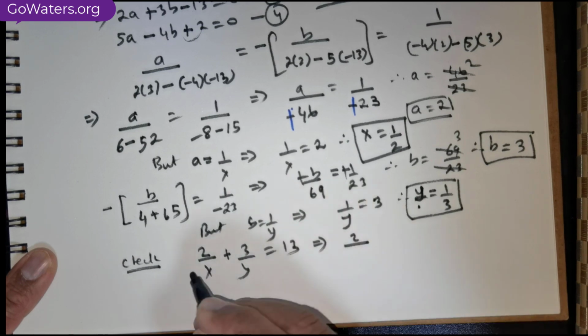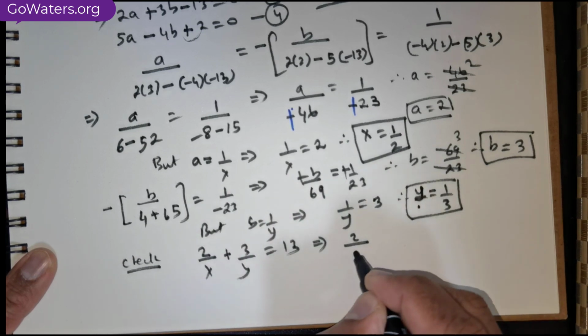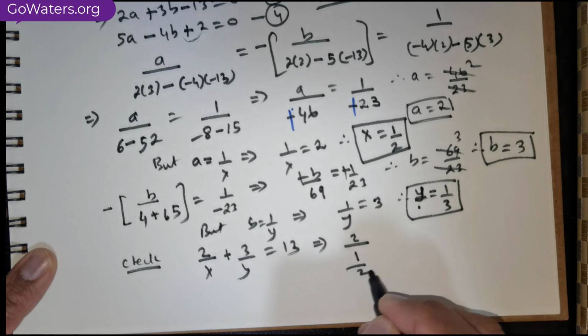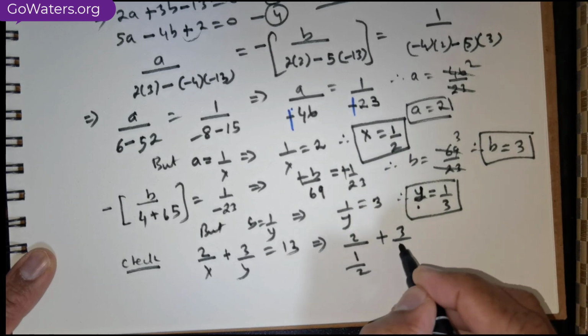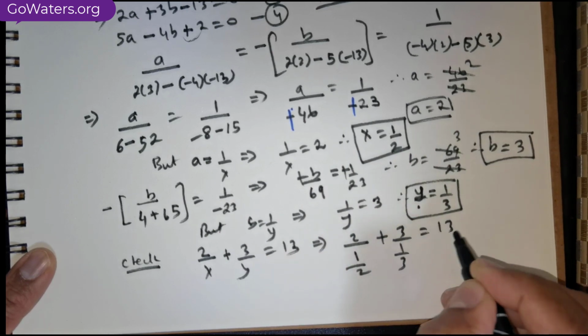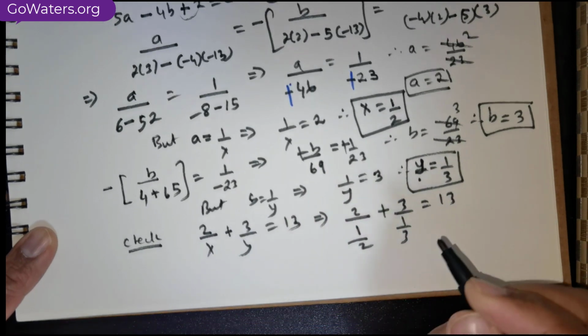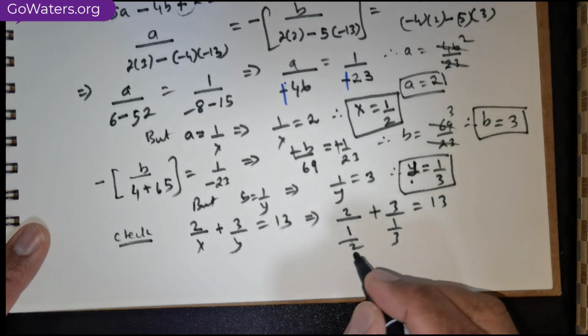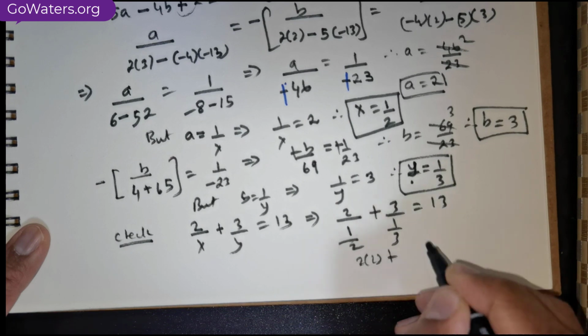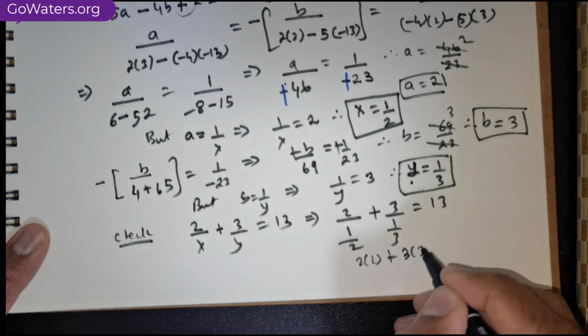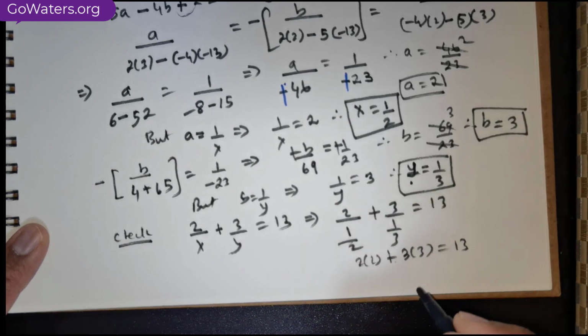So this would mean in place of x I substitute 1 over 2, the value of x, and in place of y I substitute 1 over 3. This has been given to be equal to 13, but we need to find out if it is so. When you flip it, you get 2 multiplied with 2. When you flip this, you get 3 multiplied with 3. This has been given to be equal to 13.